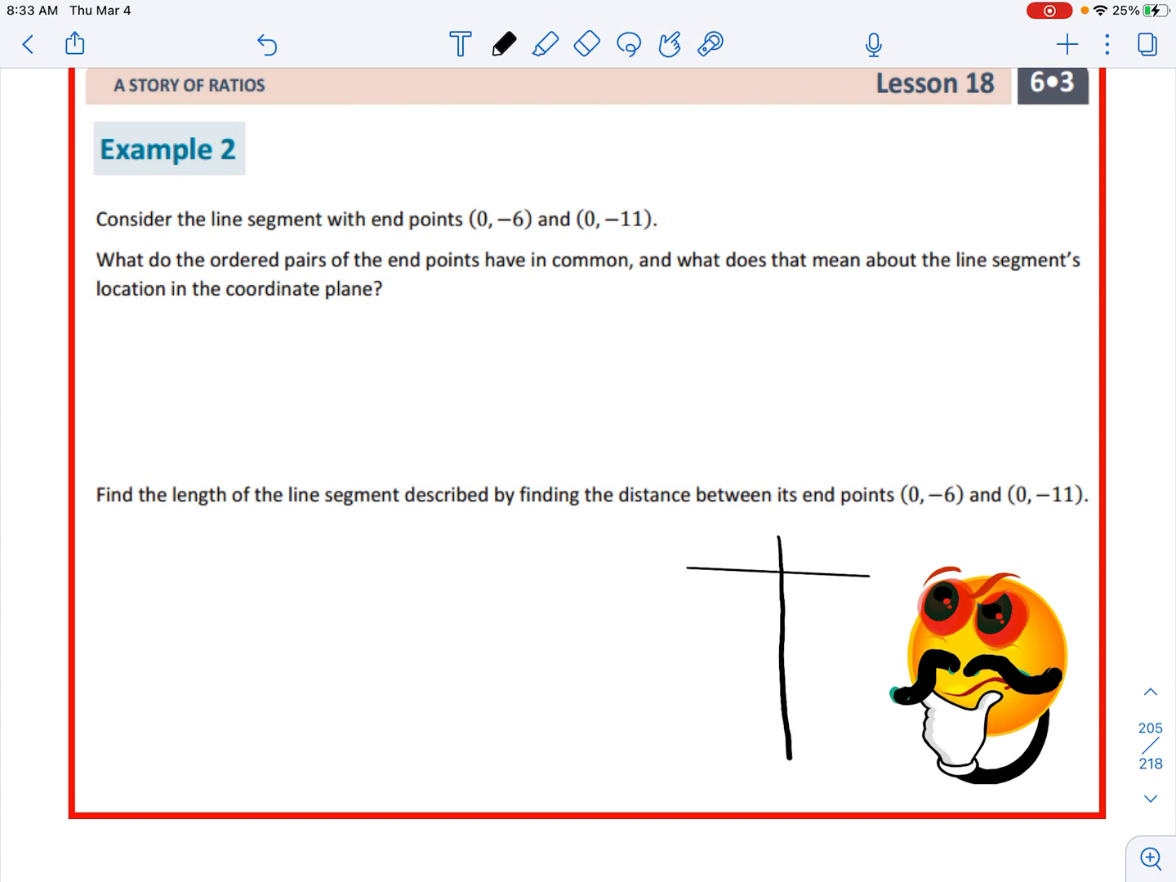Now, on your coordinate plane, we're only focused on the negative side. So this is going to be 0 and -6, and 0 and -11, okay? So those are where your 2 points are going to be located on your coordinate grid. Go ahead and plot those on there if you need to.